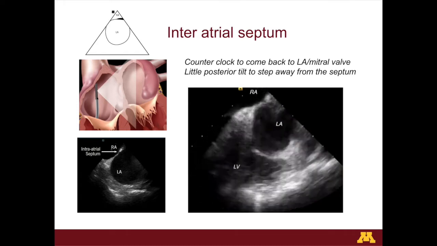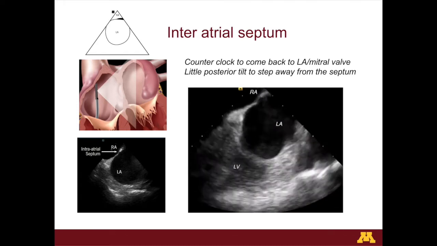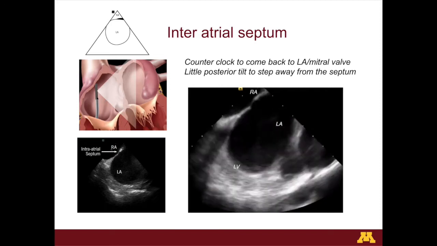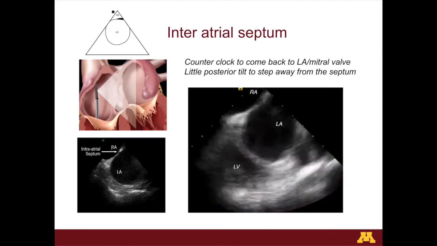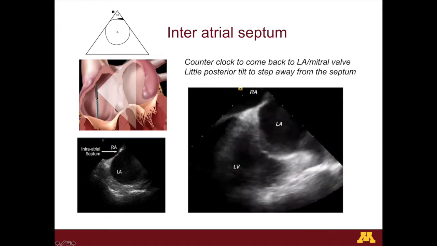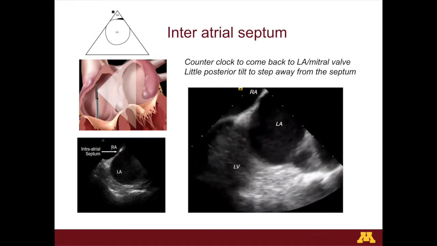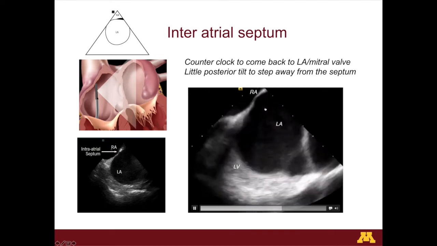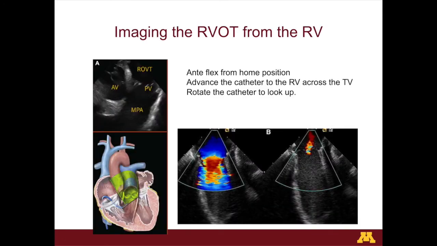I generally come back to the left atrial appendage or the mitral valve view, and if I want to look at the intra-atrial septum a little bit more in detail, I put a nice posterior tilt, and as you do that, the catheter itself moves away from the septum and you will be able to look at the intra-atrial septum better.